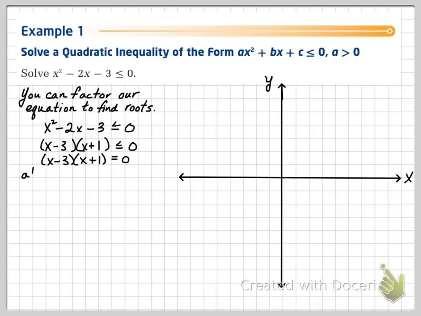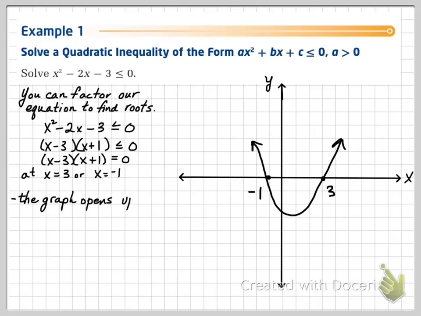Now, if we looked at x minus 3 times x plus 1 is equal to 0, you'll notice that the roots are going to be at x is equal to 3 or x is equal to negative 1. And the graph is going to open upward because it's a positive x squared. So we know, it doesn't matter what any of the other points are, that the graph is going to open upward. Now we can look at this graph and determine where this is going to be less than or equal to 0, over what intervals.